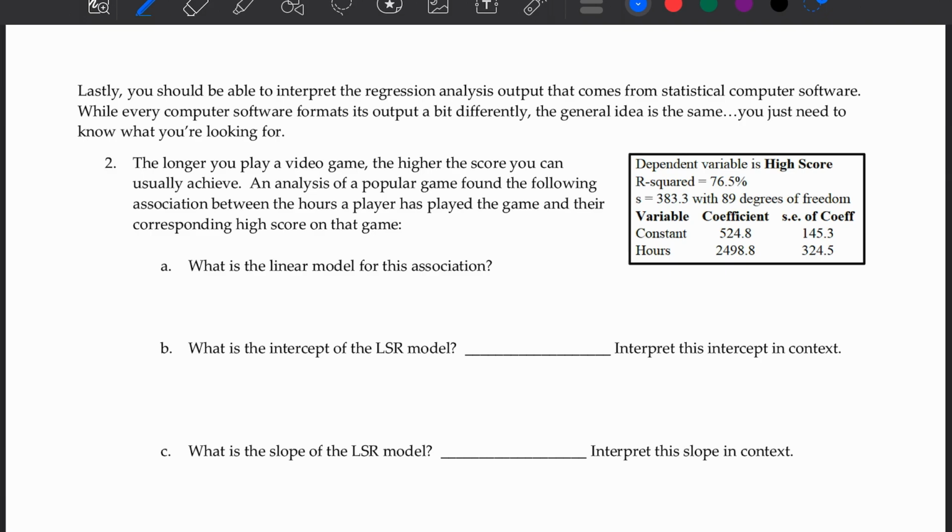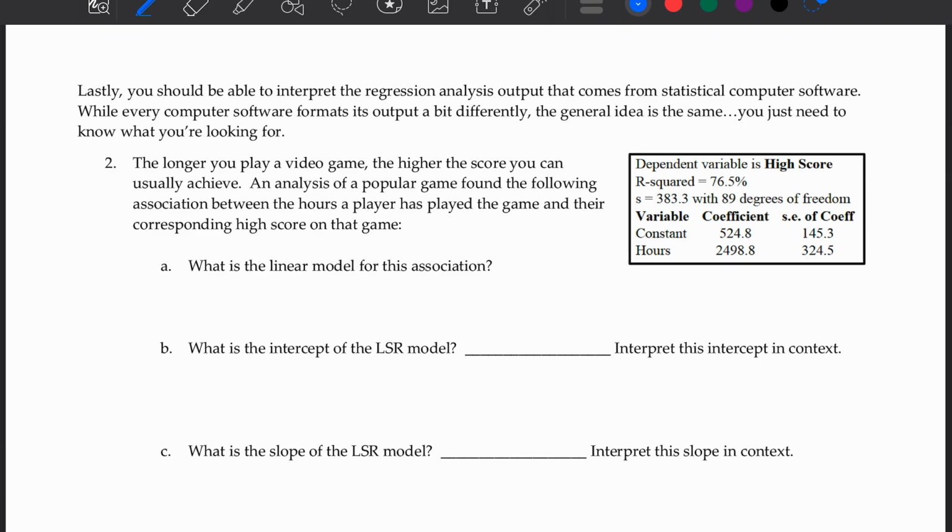And maybe some of the stuff we ignore now and might come back to it a bit later. So let's take a look at our first one. The longer you play a video game, the higher the score you can usually achieve. An analysis of a popular game found the following association between the number of hours a player has played the game and their corresponding high score on that game.